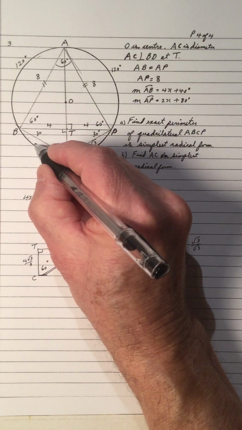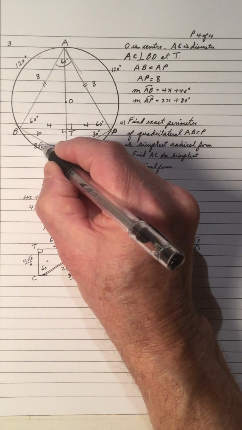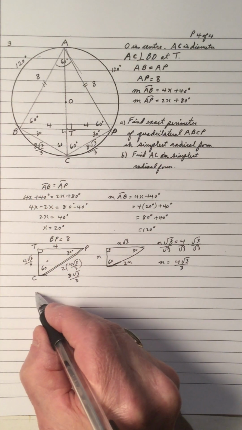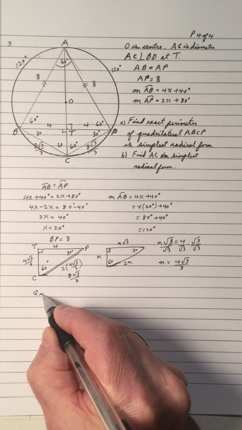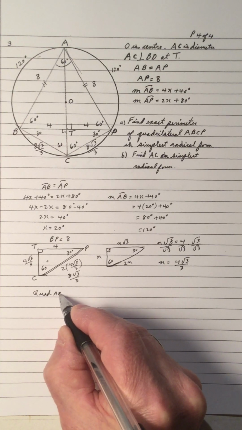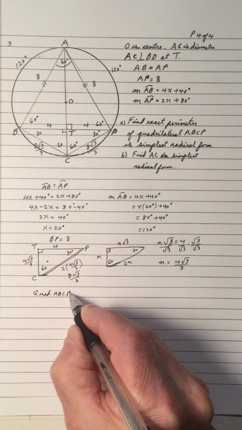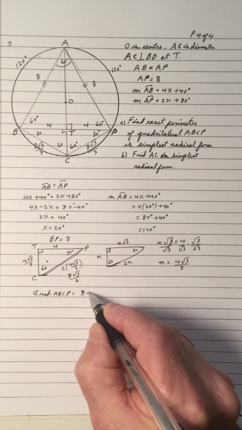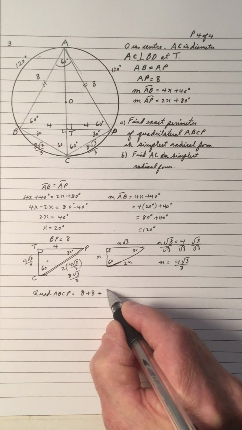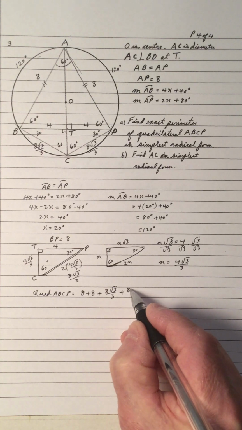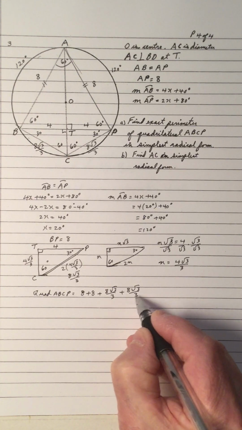So that means this side here is 8 root 3 over 3. So the perimeter of the quadrilateral ABCP is 8 plus 8 plus 8 root 3 over 3 plus 8 root 3 over 3.